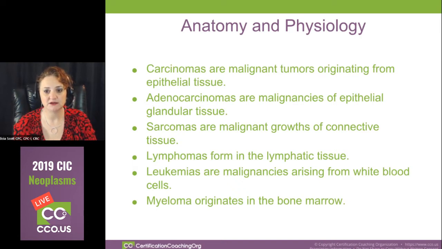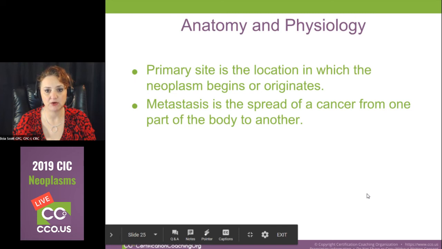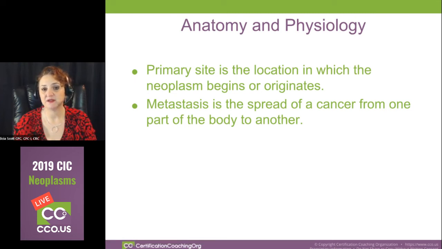Leukemias are blood, white blood cells, and myeloma is bone marrow. So you have cancer of the bone, and it's in the bone marrow. When you have a primary site, that's where the cancer originated, and it metastasizes and spreads to another part of the body. How does it spread? Usually through the lymphatic system or the blood.